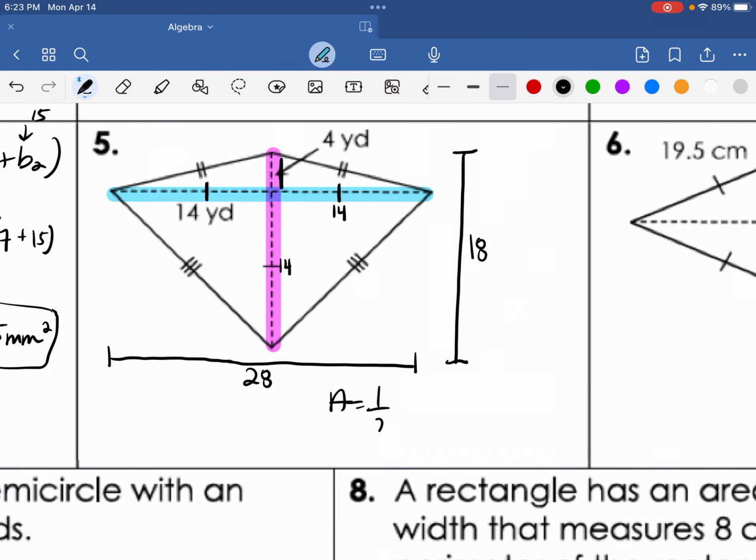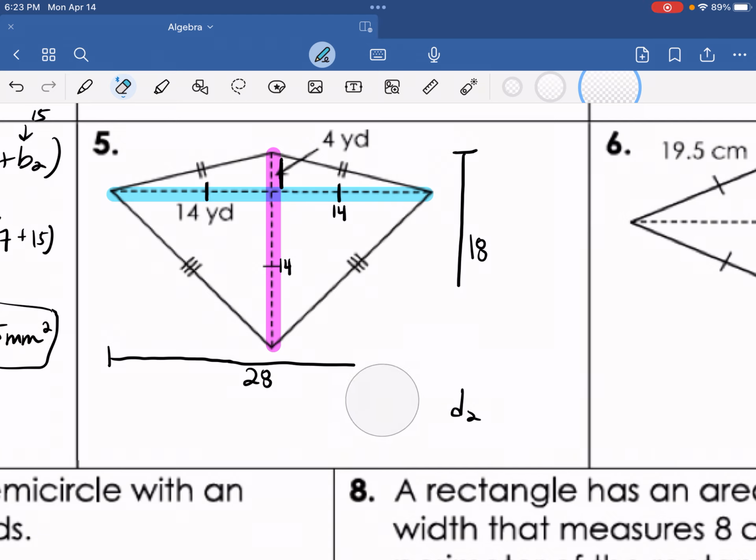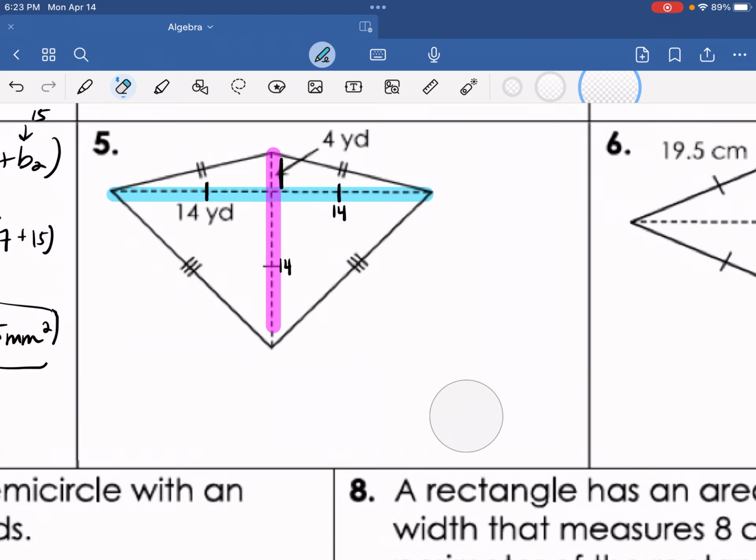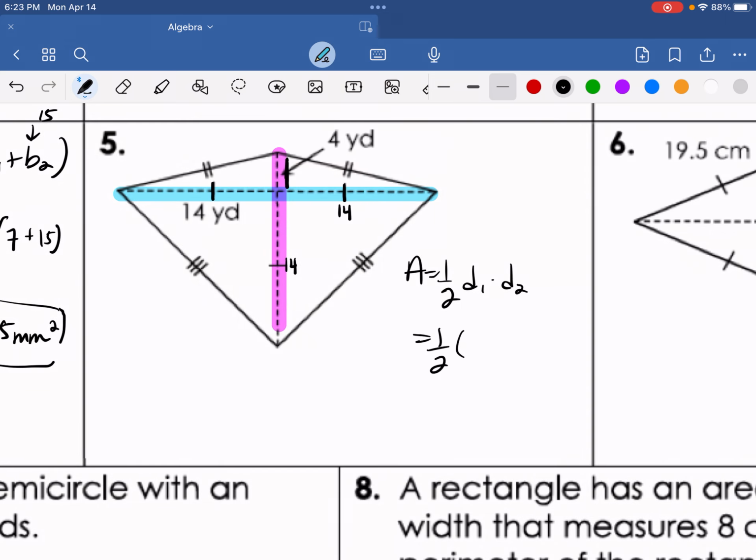Area equals 1/2 D1 times D2. I'm going to erase because I don't have space. Area equals 1/2 D1 times D2. So diagonal 1 times diagonal 2, 1/2, diagonal 1 was 18, diagonal 2 was 28. You plug that into the calculator, and we get 252. And that would be yards squared.